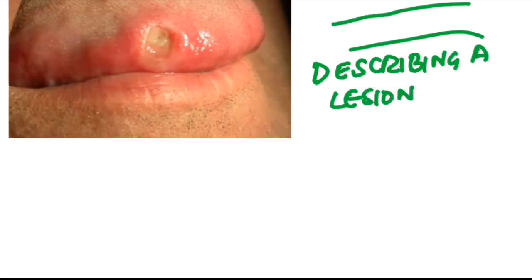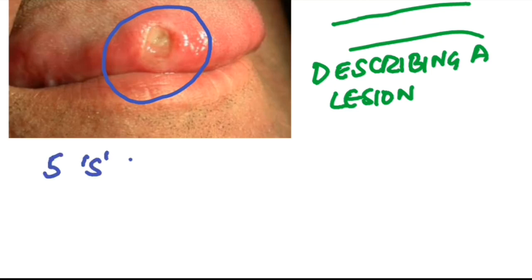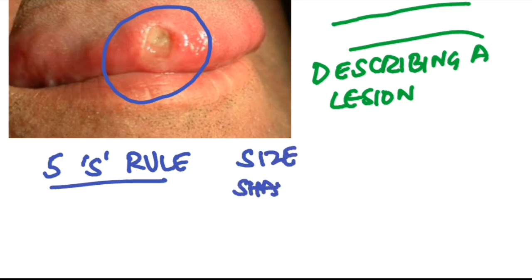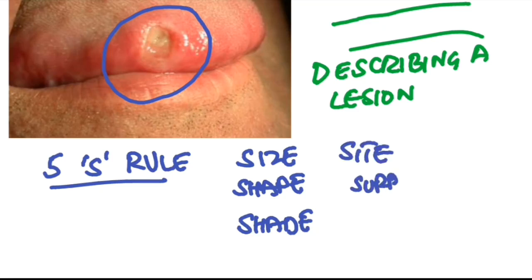And to explain this, there is a simple 5S rule in explaining any kind of particular lesion. Now these 5S are size, shape, shade, site, and the surrounding. Now this lesion appears to be 2 to 3 mm in size, circular in shape, and pale or yellow in shade. It is present on the lateral border of the tongue and the surrounding appears to be normal.